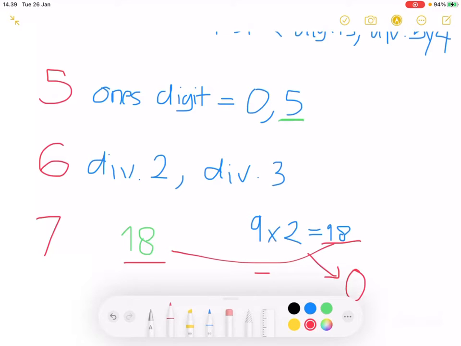So yeah, we can already tell that this is supposed to be a 9 originally. So this number is divisible by 7. Let's do another example if you're confused.